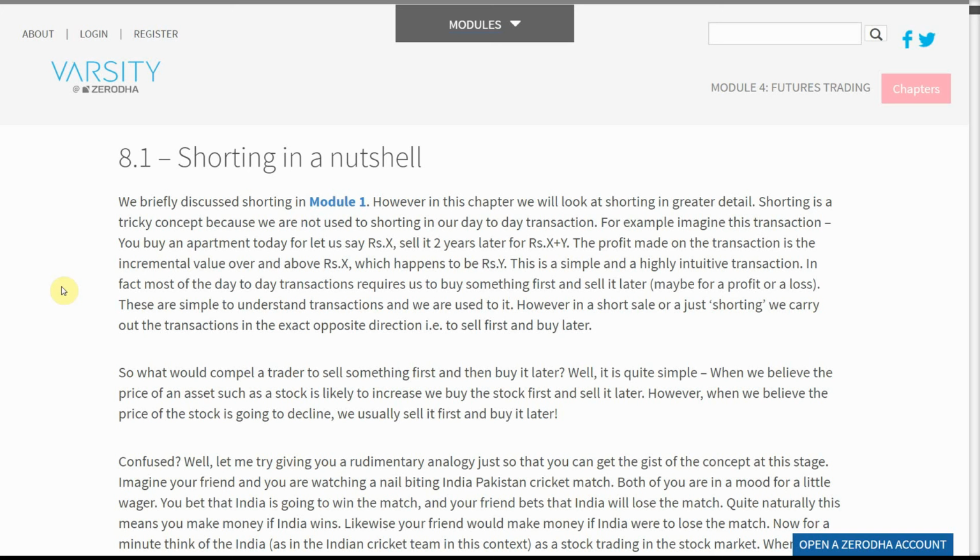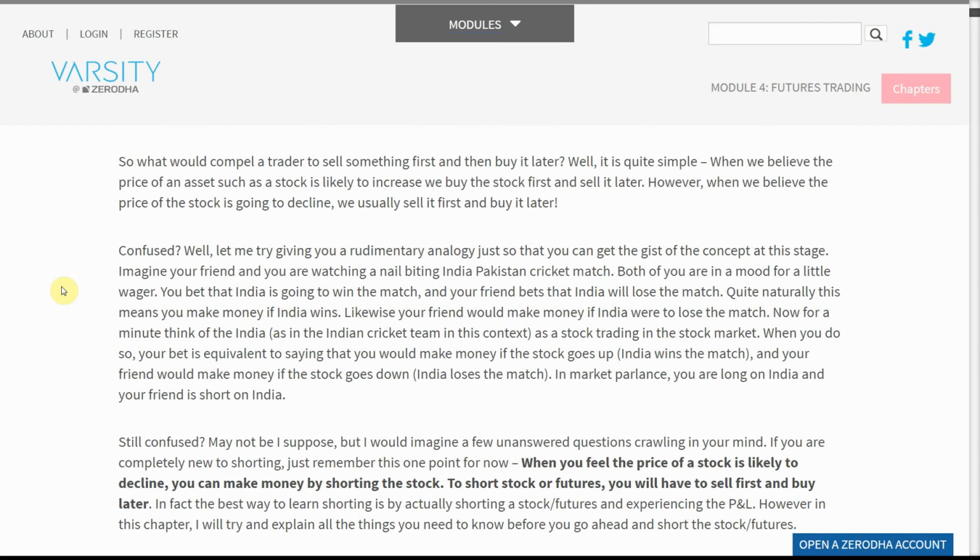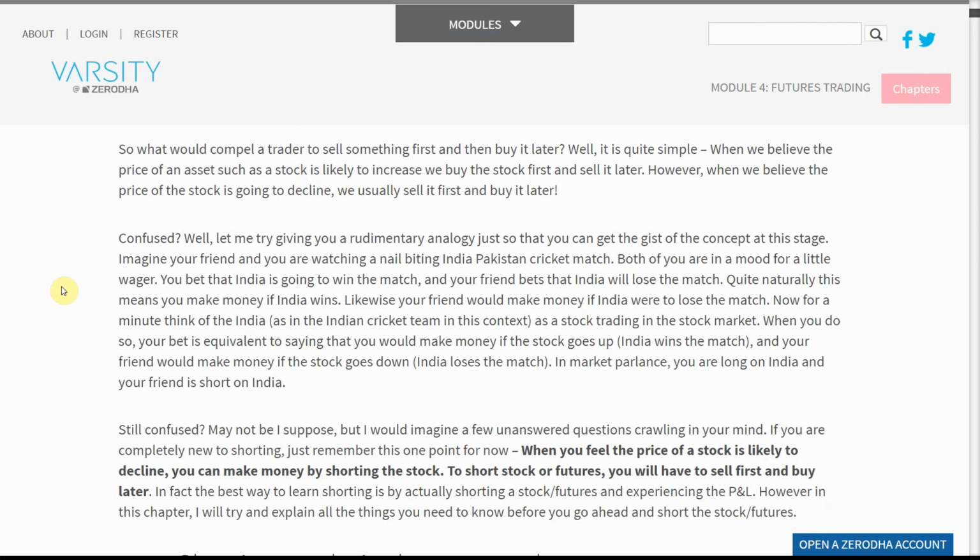However, in a short sale, or just shorting, we carry out the transactions in the exact opposite direction, i.e., to sell first and buy later. So what would compel a trader to sell something first and then buy it later? Well, it is quite simple. When we believe the price of an asset such as a stock is likely to increase, we buy the stock first and sell it later. However, when we believe the price of the stock is going to decline, we usually sell it first and buy it later.